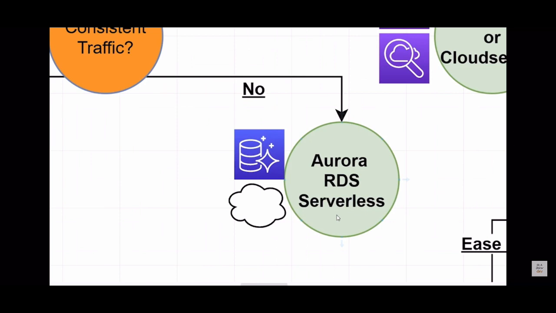And if it does come in, it's going to be very bursty. So you can rely on the serverless component of Aurora to automatically scale up and scale down to handle that traffic for you, and also scale down when you have no traffic.